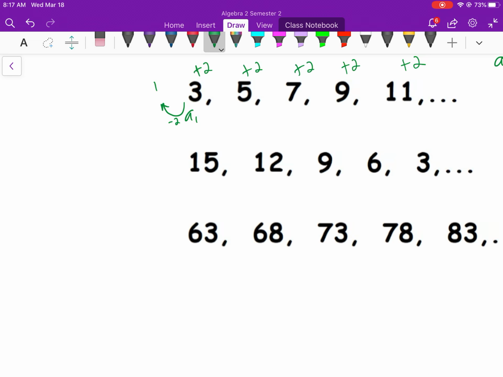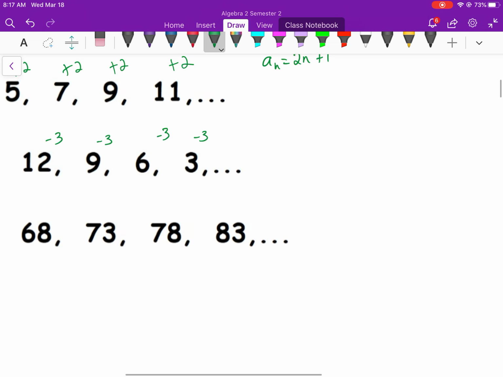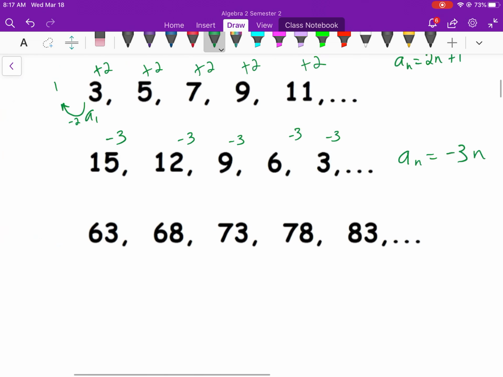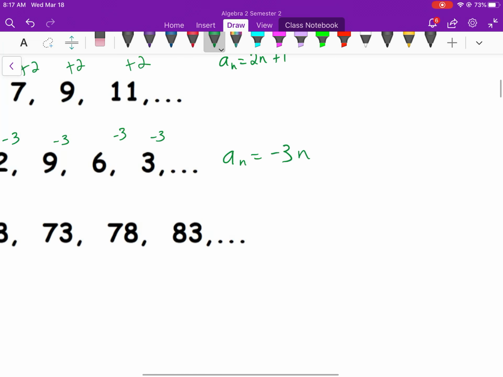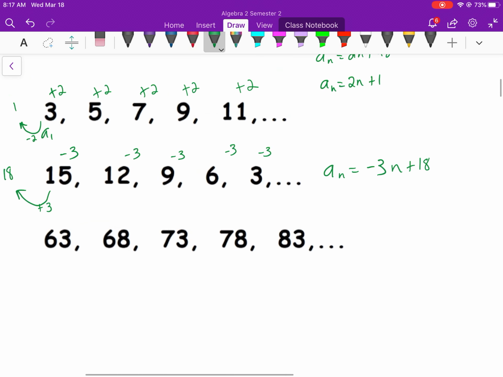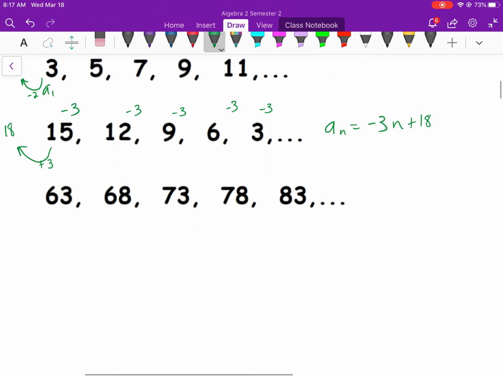Next one, same thing. Subtracting 3 to get to that next term. Okay, so as of right now, we have a sub n is equal to negative 3n. And then if we want to get to that previous term, we're going to just add 3, which will give us 18, which is our a sub 0, so plus 18. So our rule is a sub n is equal to negative 3n plus 18.